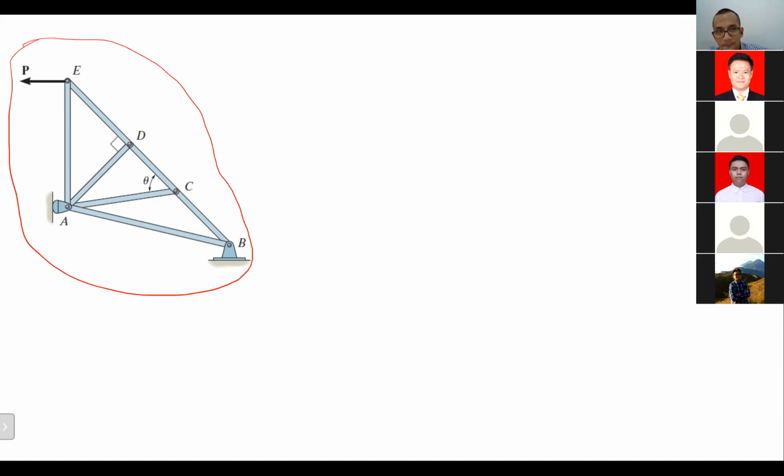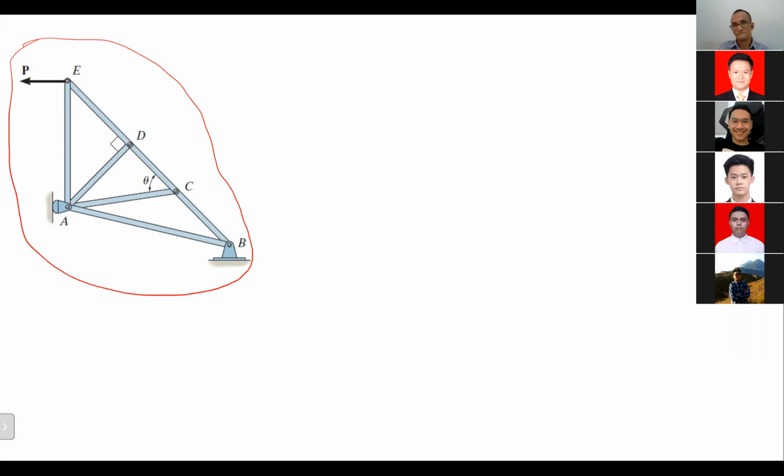Sir, for a zero force member, does it have to be a joint or can it be a pivot too? Pivot or joint? No. A zero force member must be a member, not a joint. I mean, the member is between two beams and a joint, right? That's only the first definition, Matthew. This one is the second definition. But before that, I want to ask you guys first, whether you can find the zero force member here or not.